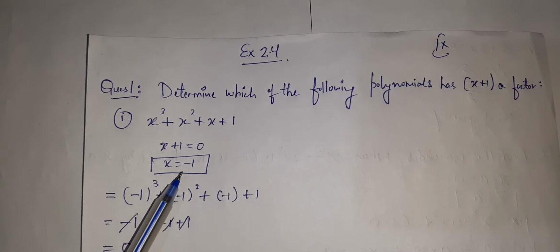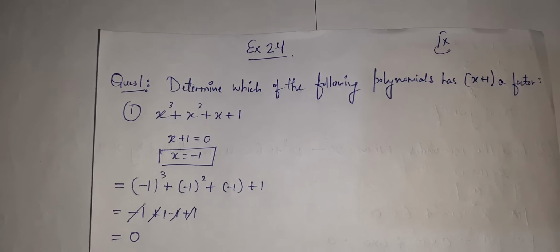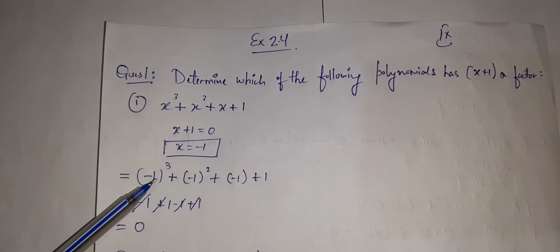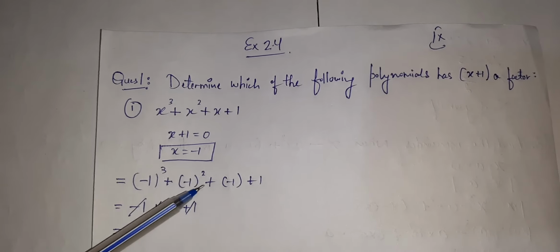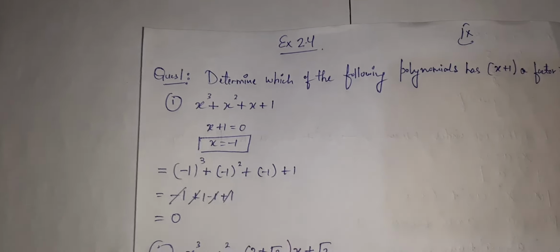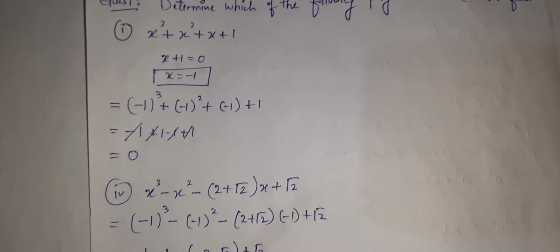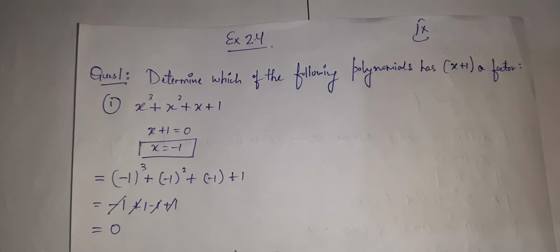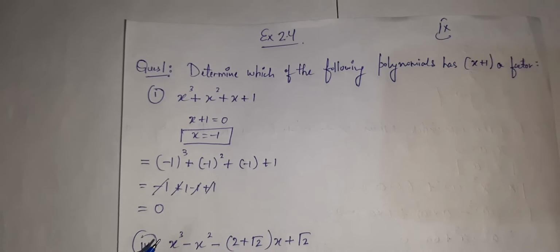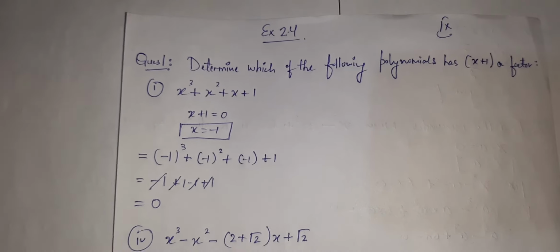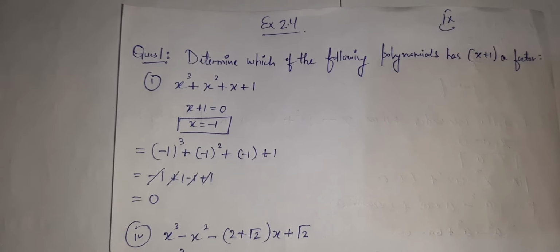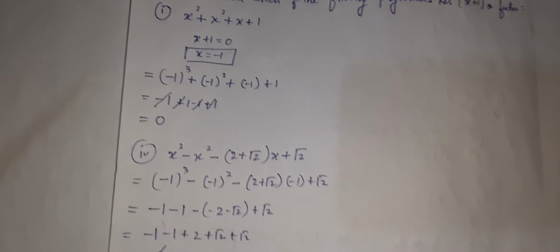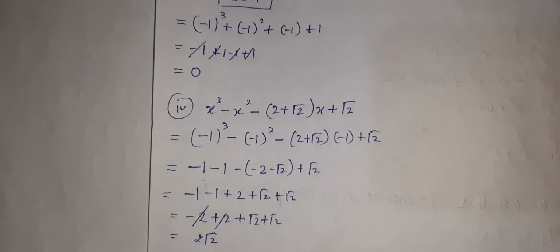Now put this x is equal to minus 1 in all the parts. We will put this here, minus 1 cubed, minus 1 squared, minus 1 plus 1. After solving it, we are getting value 0. If the answer is 0, then it is a factor of the given polynomial. That means x plus 1 is a factor of the given polynomial. Second and third part, do it as homework.